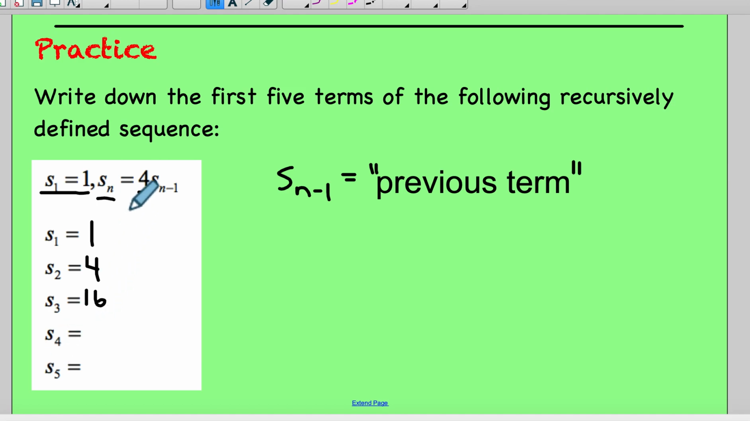Right, and then we can just keep going on. The fourth term would be 4 times the previous term. So 4 times 16, which is 64. And then the fifth term would be 4 times the previous term. 4 times 64 is 256. And that's all that it means. It's actually not too bad.